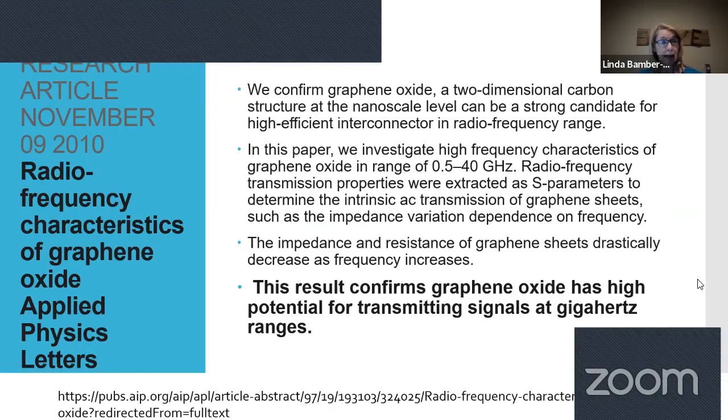So here's some ways, and I just really appreciate that information. And that kind of shows us that we are able to work with graphene oxide and detox it.